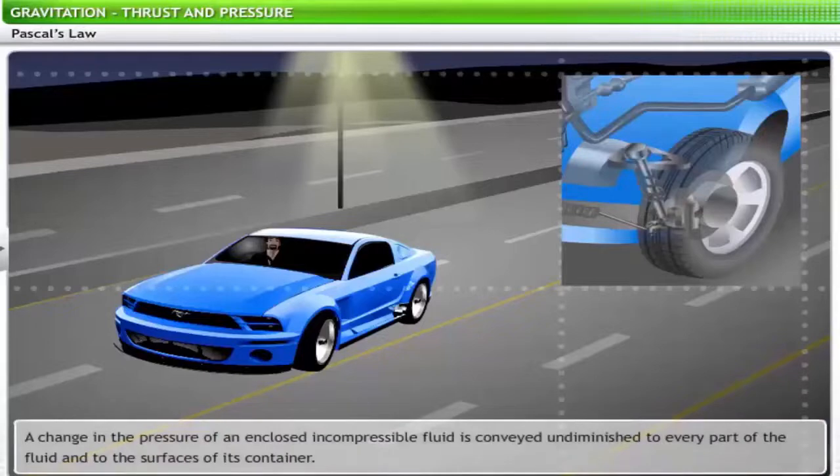Pascal's law states that a change in the pressure of an enclosed incompressible fluid is conveyed undiminished to every part of the fluid and to the surfaces of its container.